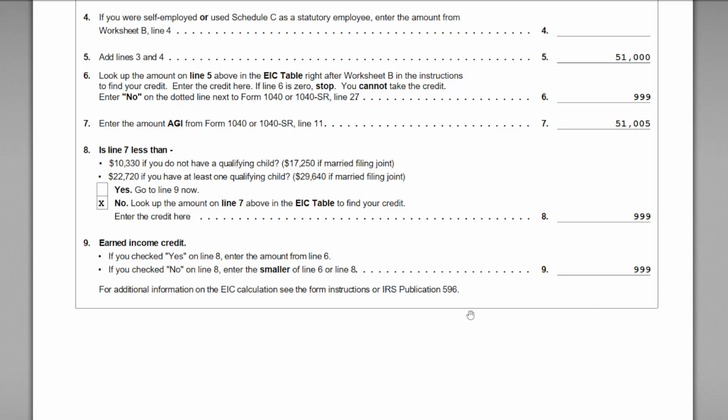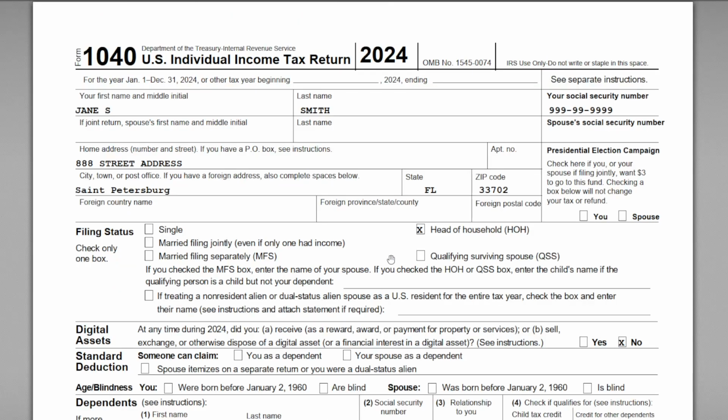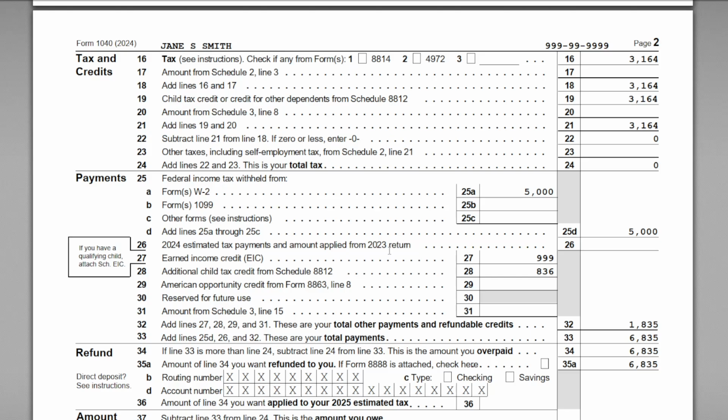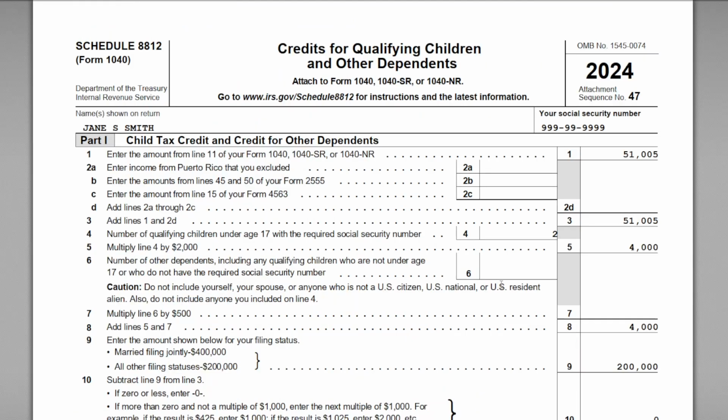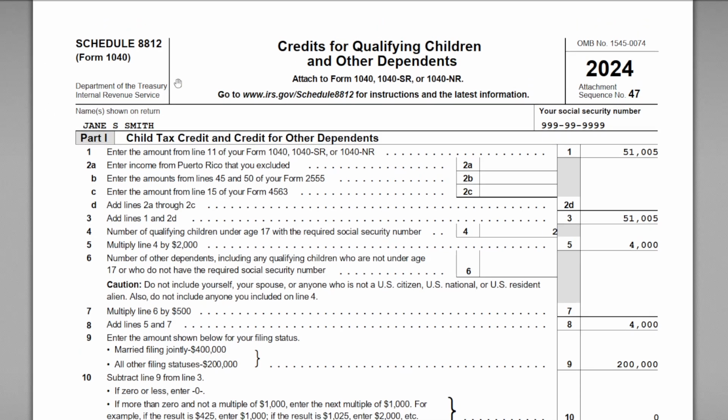So now, if we go back up to the tax return, I'll scroll down to page 2 where we input our credits. So we can see here we've entered the EIC amount on line 27 for $999. Now, what you can also see here is Jane is eligible for the additional child tax credit and the regular child tax credit, wherever that is in the form. There it is. So she is including the Schedule 8812, but I'm not covering that in this video because we're just focusing on the EIC.